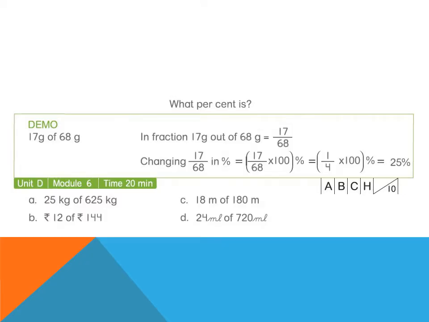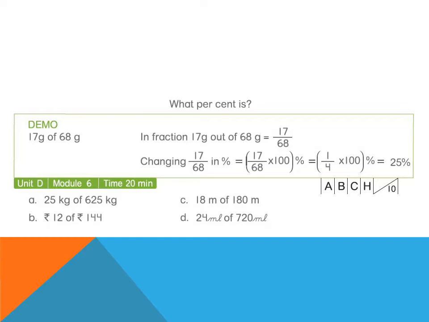Now let us discuss module number 6. Look at the demo. What percent is 17 gram of 68 grams? In fraction, 17 gram out of 68 gram will be written as 17 by 68. So changing 17 by 68 into percentage, we will write 17 by 68 into 100%, which will be equal to 1 by 4 into 100, and after simplification we will get 25%. In the same way, pause the video for 20 minutes. Do all the 4 problems in module number 6.